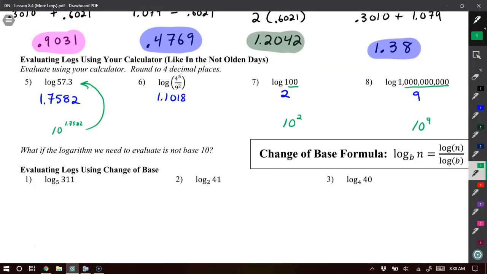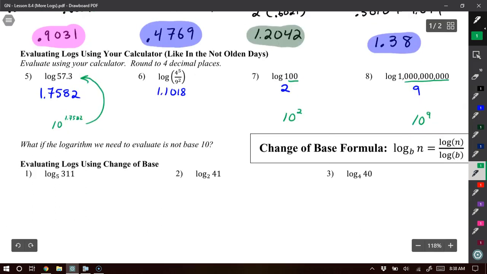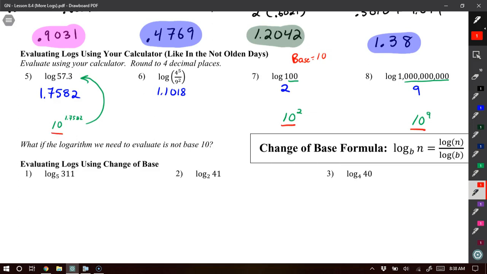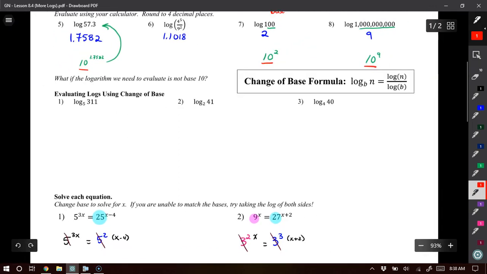The log button's next to the 7. But the problem, the reason why we do this, is because your calculator, I'll make a note here, is base 10. That's why it's 10 to the second power, 10 to the ninth, or 10 here. Your calculator's default base is 10. That's our number system. So I can't type in log base 5 of 311 in my calculator. So we use this idea called the change of base. It allows us to type it in our calculator.